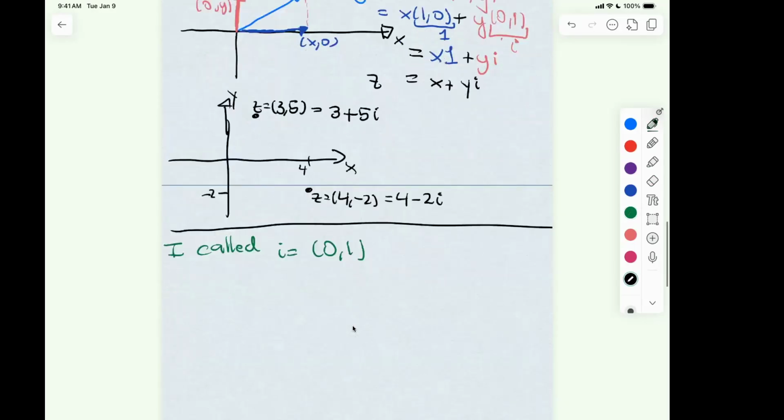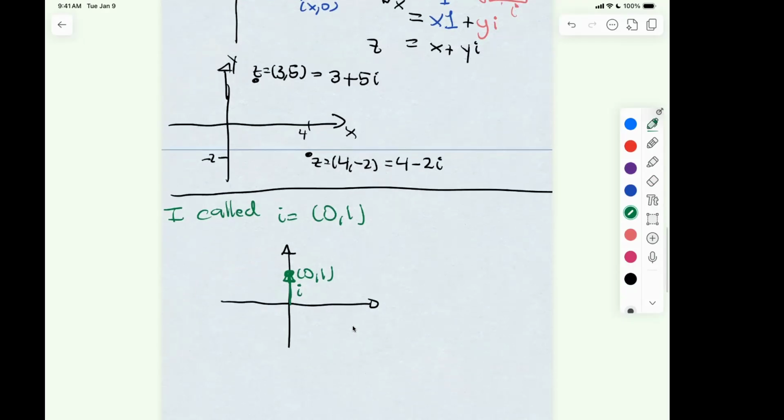So what is i in the picture? In our picture, i is right here. This is i. I think I did mention this briefly last time, but based on this, what would be i squared if you think about it from the polar perspective? What would be i squared?